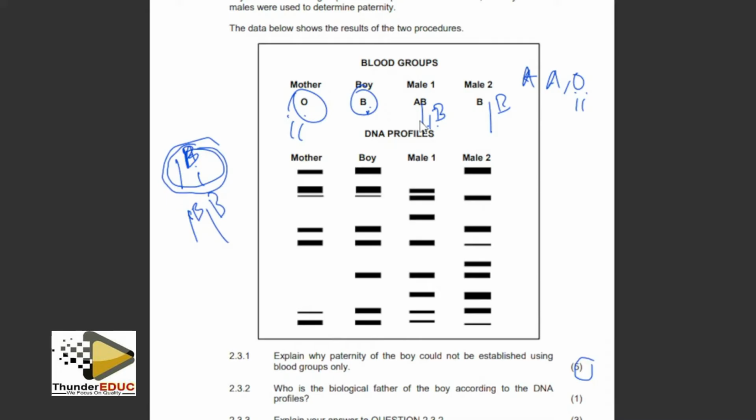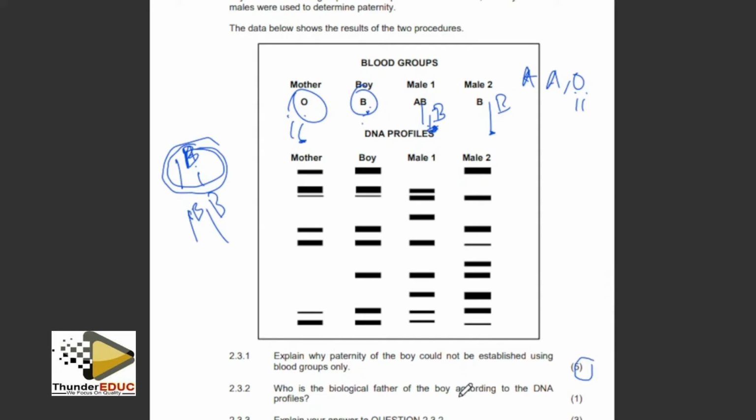And then the male with blood group B can give this allele for B to the boy, so he can be the father. Or this one can also give one allele for B and get another one from the mother. He also can be the father. That's why we cannot conclude using blood group who is the father of this boy. As I repeat, blood group can only be used to eliminate the possibilities which cannot happen in a situation.